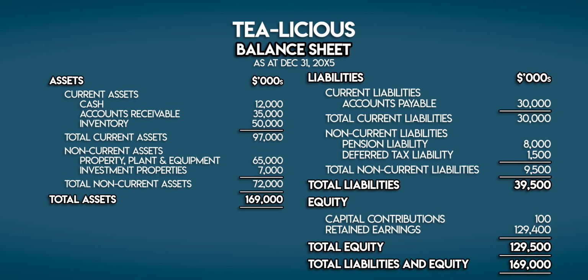Tealicious owes liabilities to third parties like its suppliers, its employees, and the tax office. But it also owes equity back to the owners of the business. This includes their original capital contributions, which is the cash the owners injected into the business, and retained earnings, which are the cumulative profits that the business has held onto.